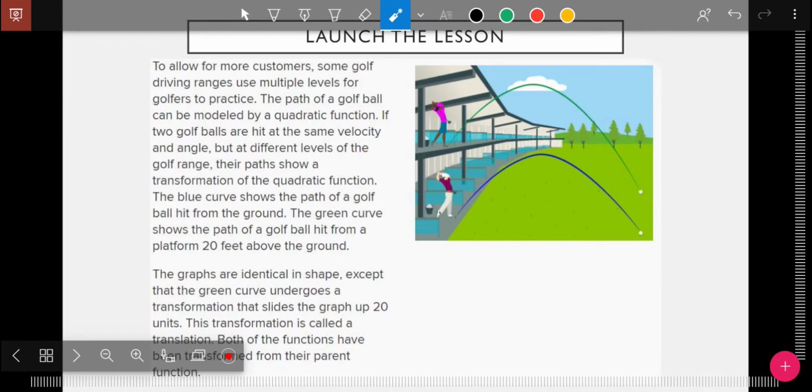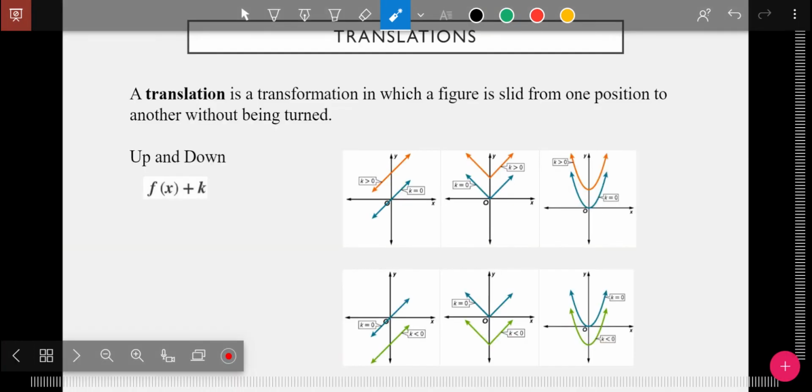All right. This was a good explanation I used in class, talking about two golf shots that were the same, and obviously they didn't run into each other because they started at different places, which is a translation. Translation, again, is to slide it from one position to the other.